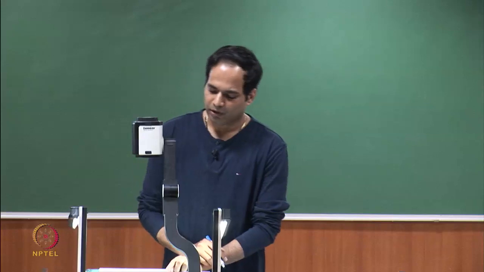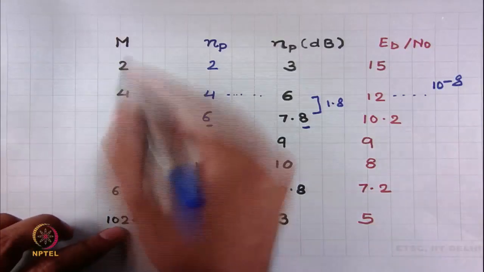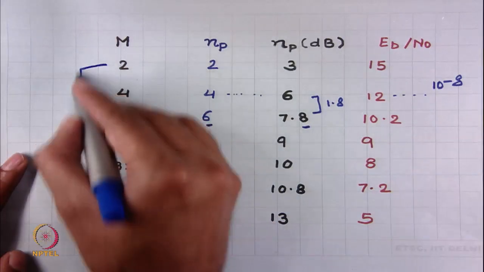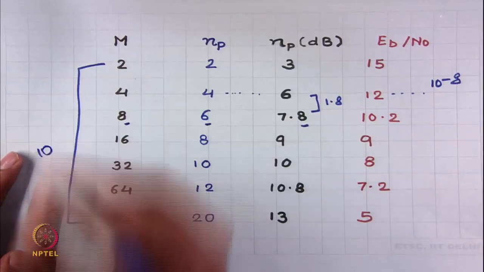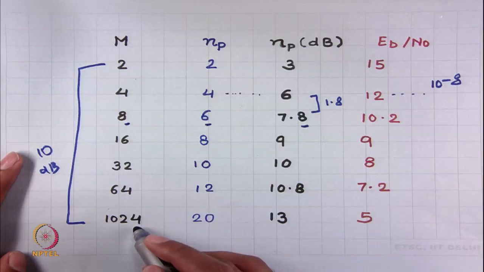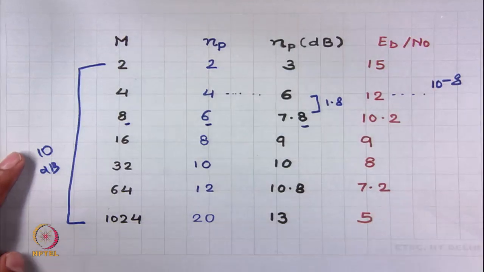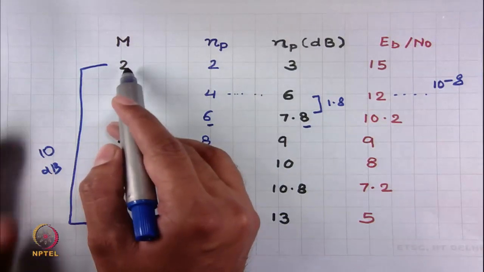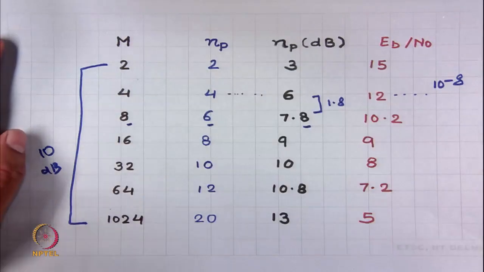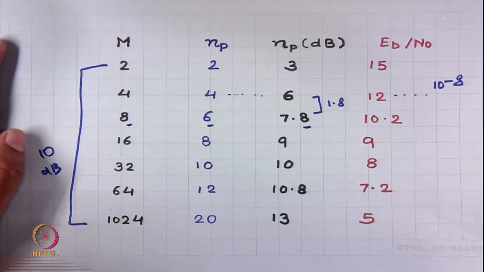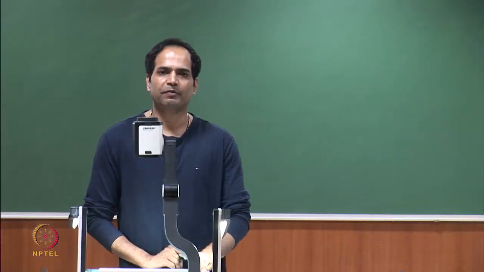You can see that if you increase this M to 1024, you can have a 10 dB gain when you go from 2-ary orthogonal modulation scheme to 1024-ary orthogonal modulation scheme, and this will reduce the Eb/N0 requirement also by 10. So, if for 2-ary orthogonal modulation scheme you require 15 dB Eb/N0, for 1024-ary orthogonal modulation scheme you will typically require somewhere around 5 dB.